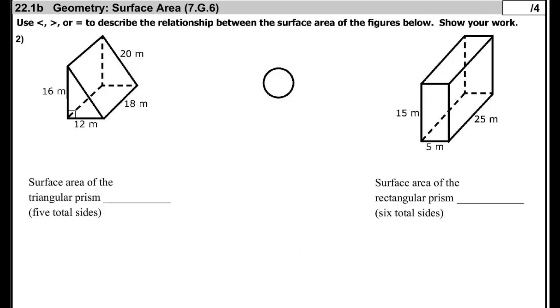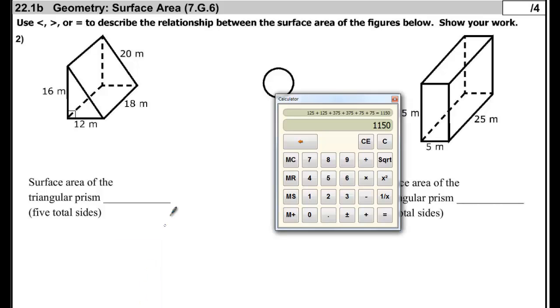So we've got two different figures. Our first figure is a triangular prism. It has 5 total sides. So we're going to have 5 measurements. And we have a rectangular prism, 6 total sides, so we'll have 6 measurements. Let's start with our triangular prism, and let's get our calculator up here because, again, our key is to use real-world tools.